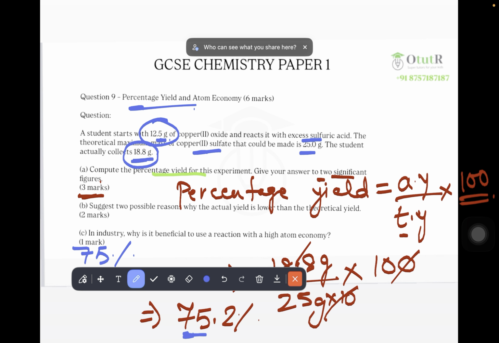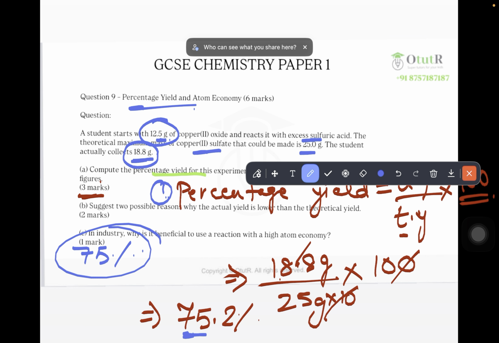Over here, 1 mark is for the correct formula writing, another is for correct substitution, and the third mark, the final one, is for your correct answer in two significant digits.